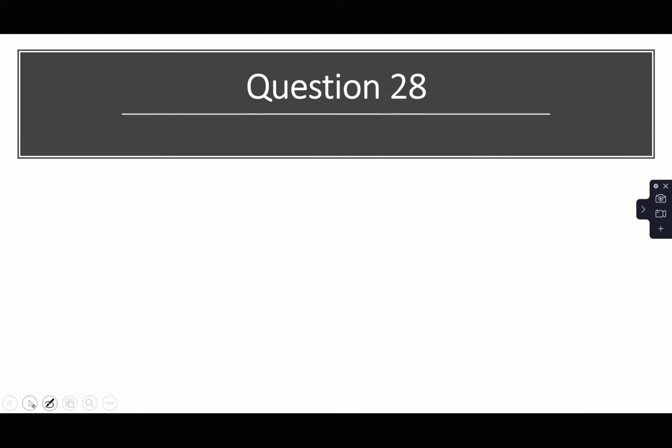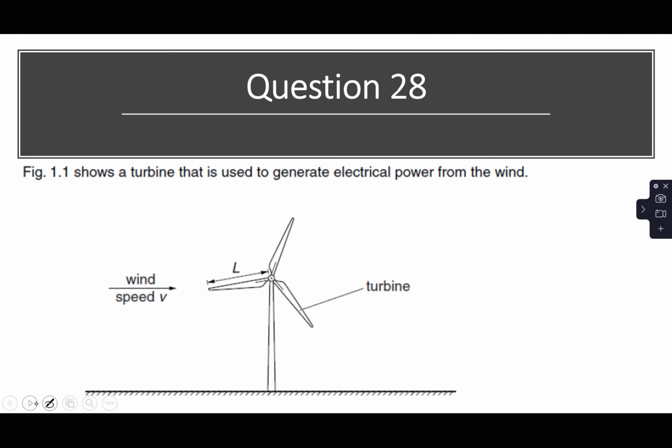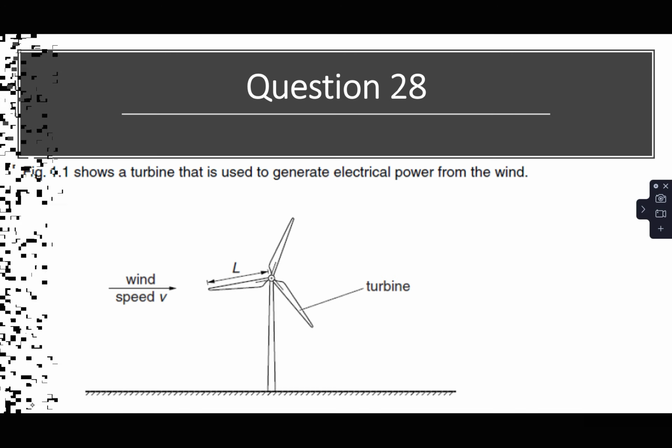Next is question number 28. The figure shows a turbine that is used to generate electrical power from the wind. So we have a turbine used to generate electrical power from the wind. This question continues.